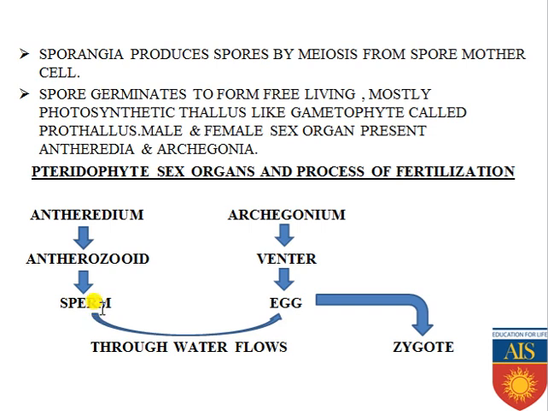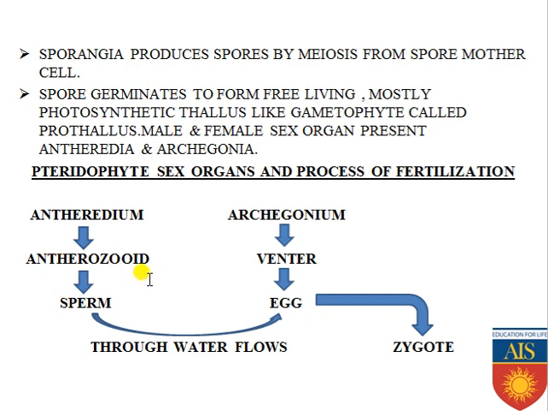Now the sperm starts moving towards the egg through the water flow. Through the water flow the sperm moves towards the egg, and automatically the zygote forms after fertilization. So this is overall the sex organs as well as the process of fertilization taking place within the pteridophytes. The same kind of fertilization process you have also seen in bryophytes. So the same mechanism is followed by the pteridophytes also.